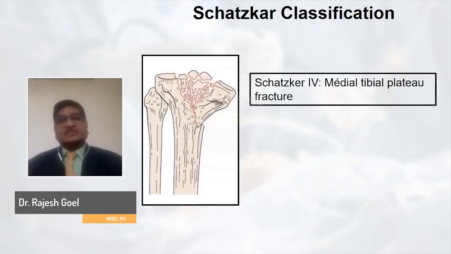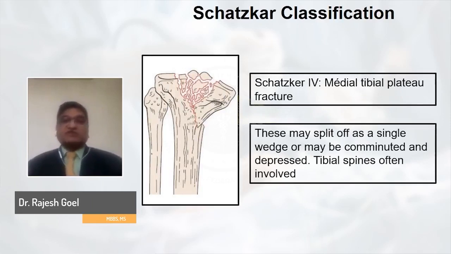Yes, this is Schatzker type 4, which is a very, very severe type of injury. That's a medial tibial plateau fracture. It may split off as a single wedge or it may be comminuted and depressed. The tibial spines are often involved.